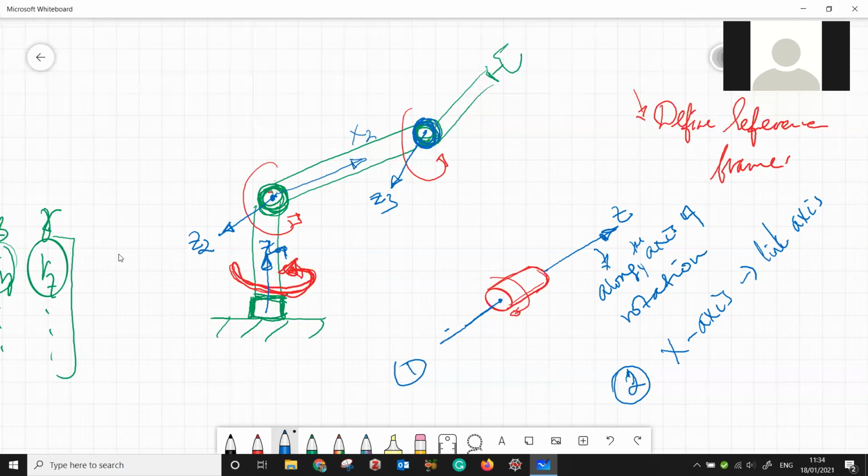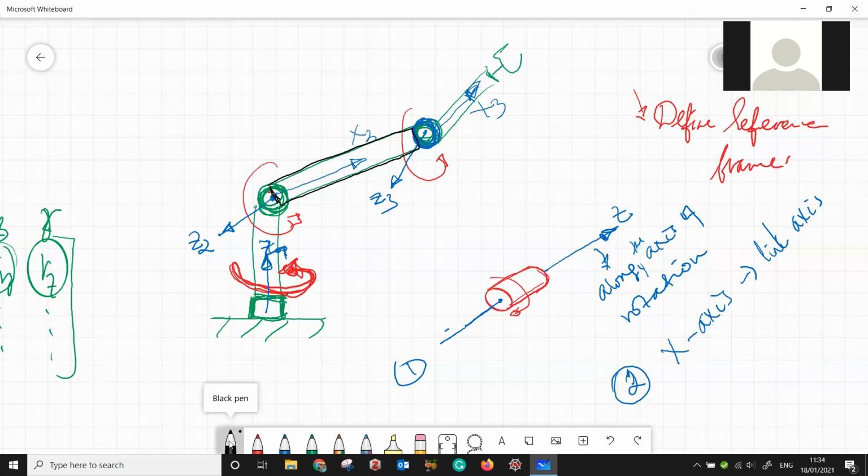For Z3, the link that is going to rotate about Z3 is x3. Okay, so it is along the axis of rotation. This means you also have the freedom to choose x2, because this link, for example, is variable.